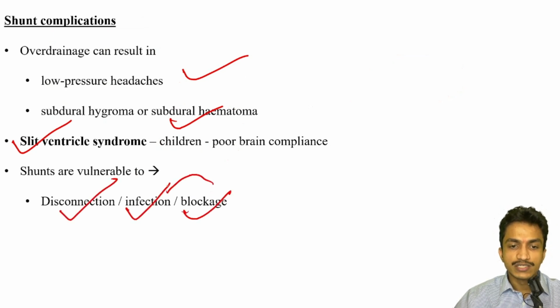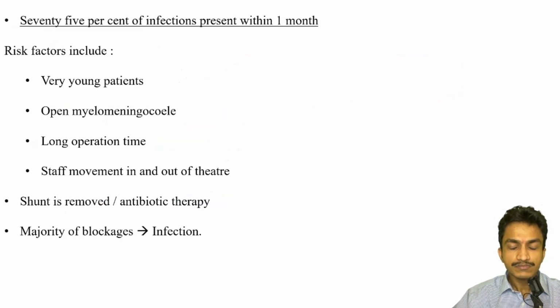Blockage usually occurs due to infection, due to the debris and proteins which get accumulated. So the most common complication associated is blockage, but it is usually due to infection. And usually with complications, 75% present with infections within 1 month.